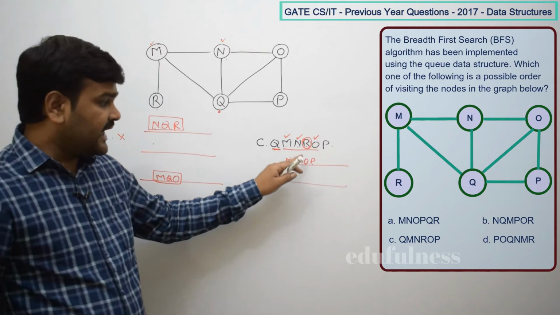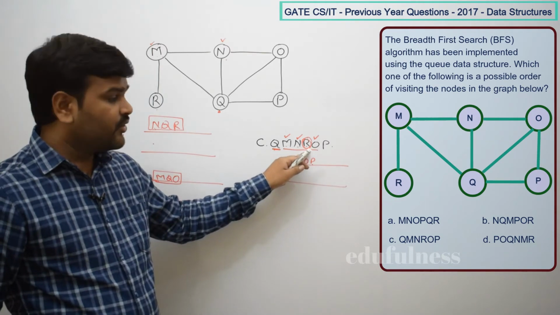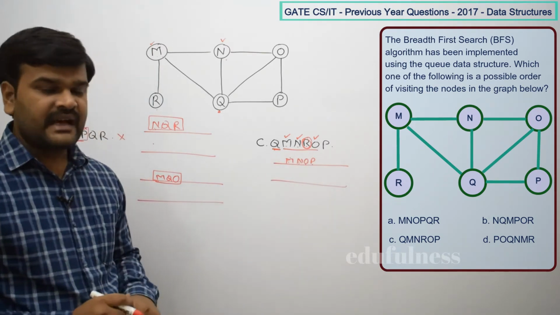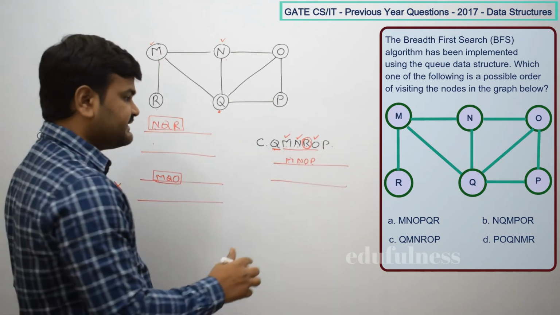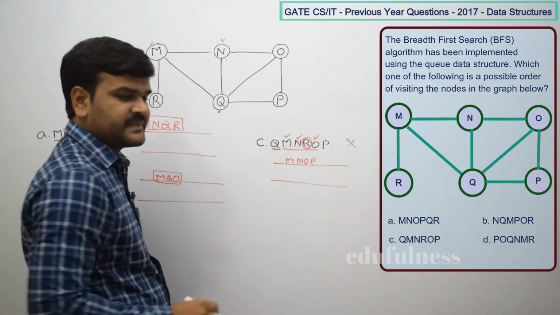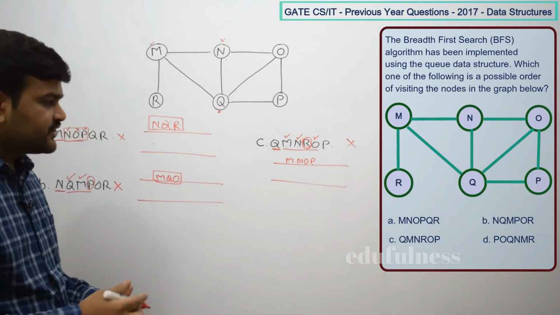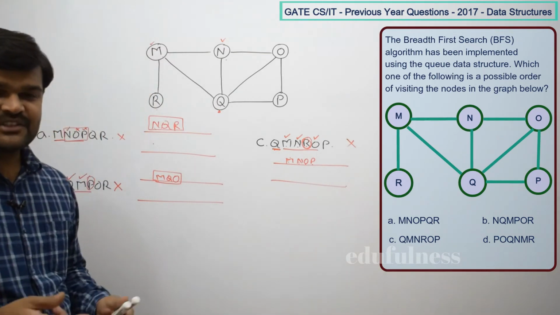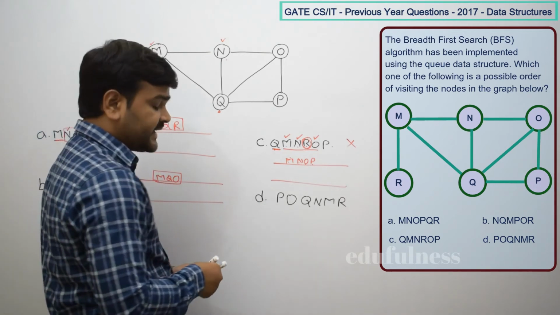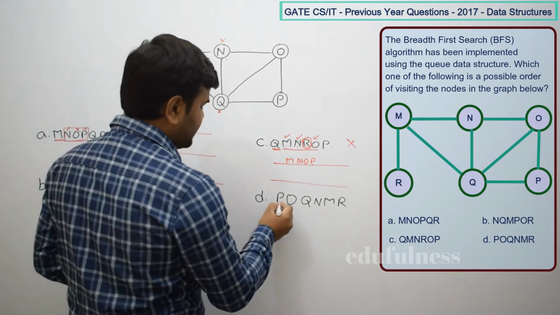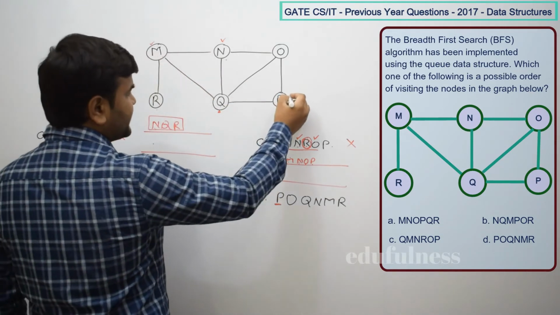So R must be visited only after P. R must be discovered only after P. That means even option C is also wrong. So only one option remains, so that is the right option, right? In this option, what is the starting vertex? P. So we are going to start from P.